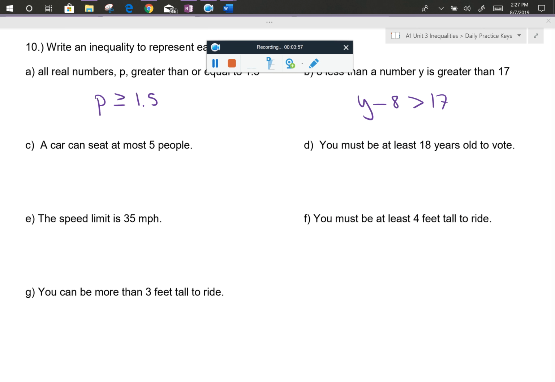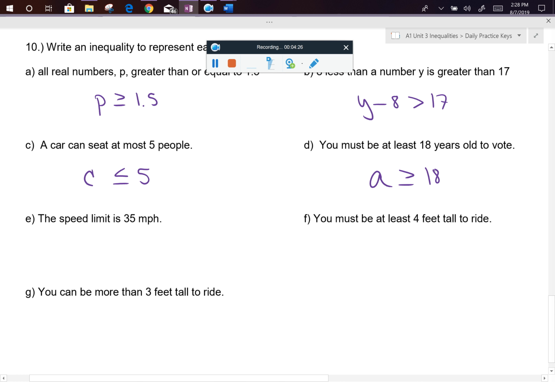A car can seat at most 5 people. Well, at most means I can't put any more than that in the car. So it's that much or less. So the car can seat less than or equal to 5 people. You must be at least 18 years old to vote. So the age at which we can vote is 18 or greater. So greater than or equal to 18.